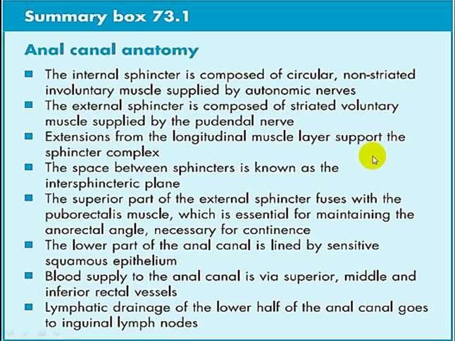The superior part of the external sphincter fuses with the puborectalis muscle, which is essential for maintaining the anorectal angle necessary for continence. The lower part of the anal canal is lined by sensitive squamous epithelium. Blood supply to the anal canal is via the superior, middle, and inferior rectal vessels. Lymphatic drainage of the lower half of the anal canal goes to the inguinal lymph nodes.